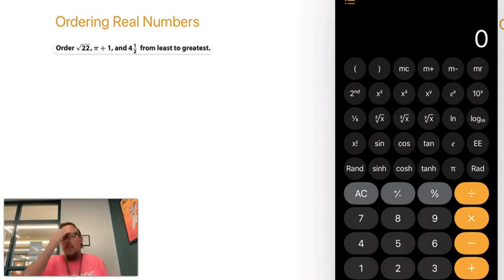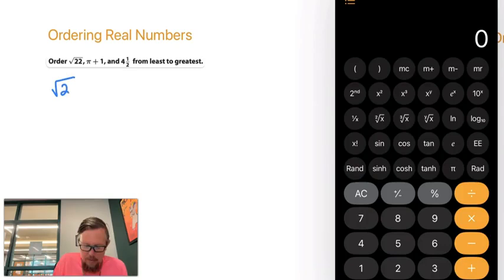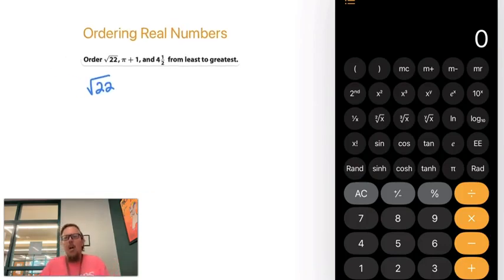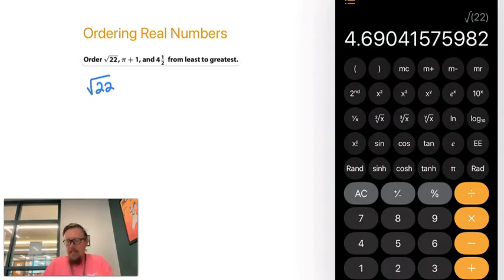We're going to take each one of these three and convert them into decimals, and then figure out which one's the smallest, which one's the largest, and which one goes right in the middle. Let's start off with the square root of 22. We do the square root of 22 in our calculator, and that is about 4.69. Since it's not exactly 4.69, I need the approximately equal sign. The square root of 22 is approximately 4.69.